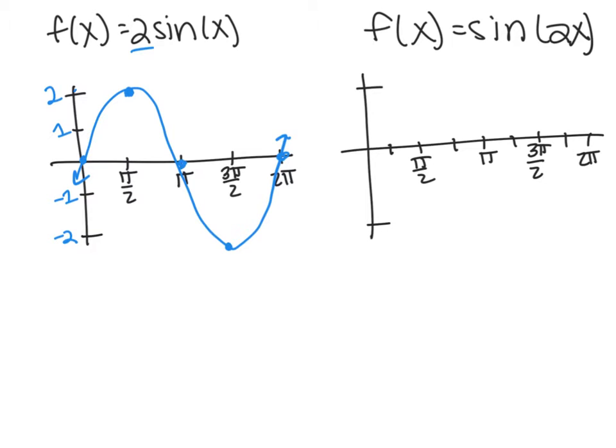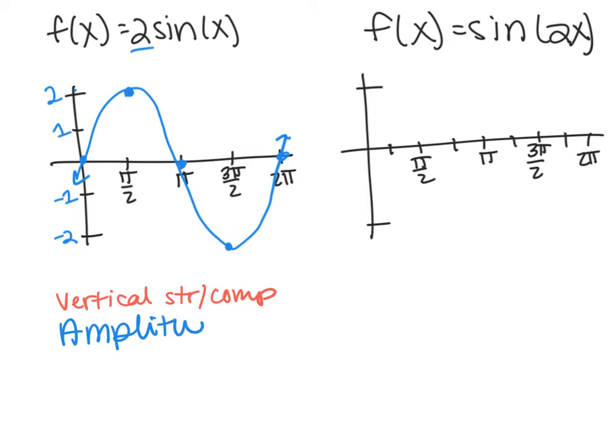Remember when we did transformations earlier this year, we said anything multiplying on the outside was a vertical stretch or compression? Well, now, to get more specific, the word we're going to use for this in trig graphs is this is the amplitude of the graph. So your amplitude is how far up and down your graph goes.